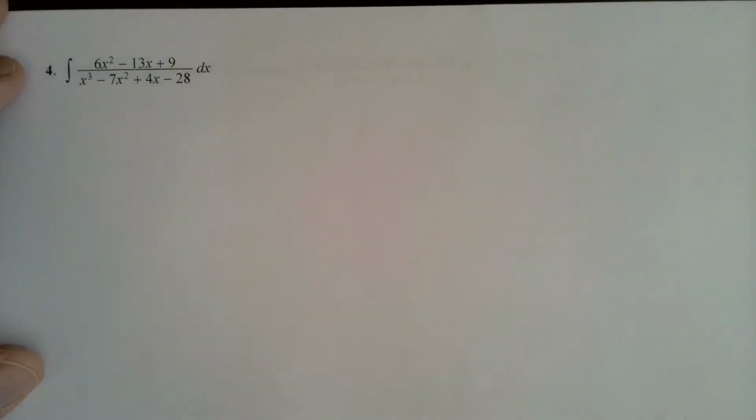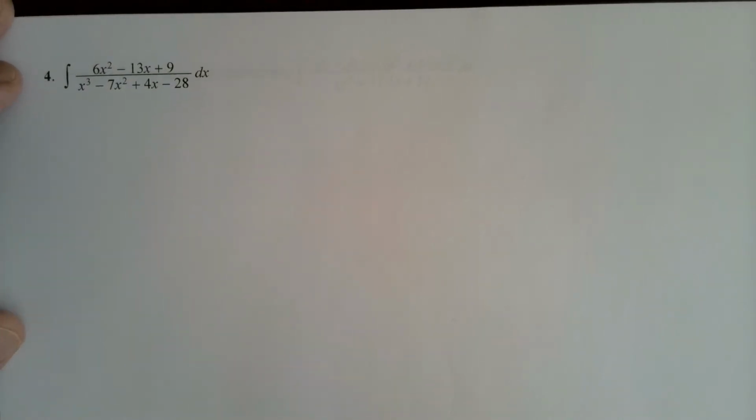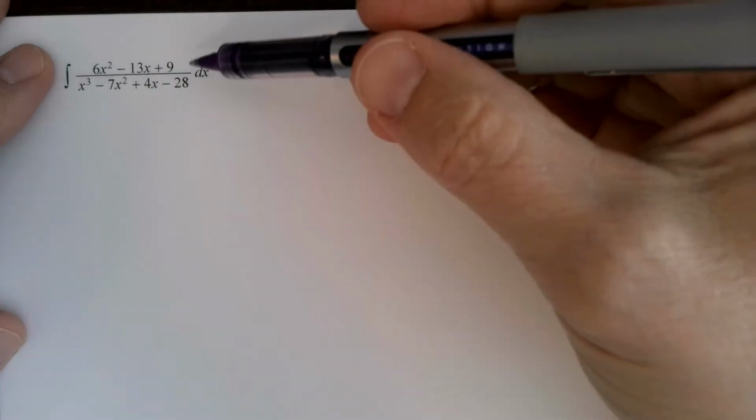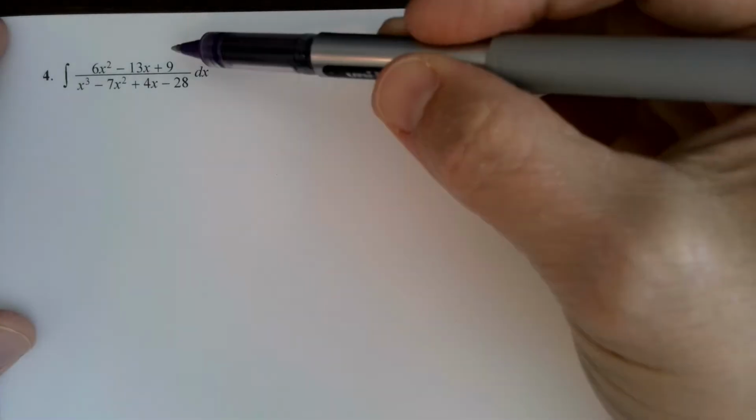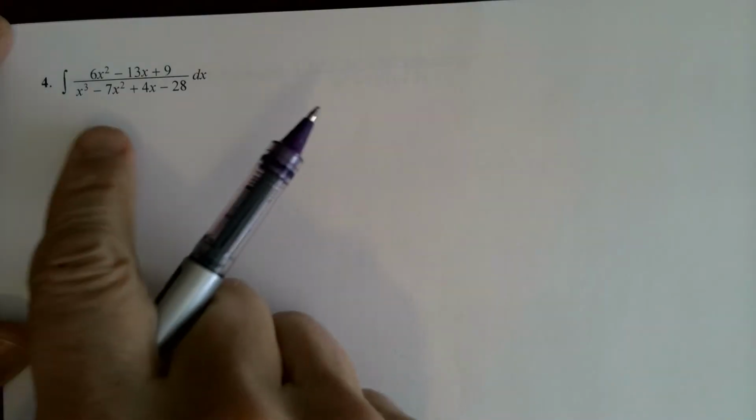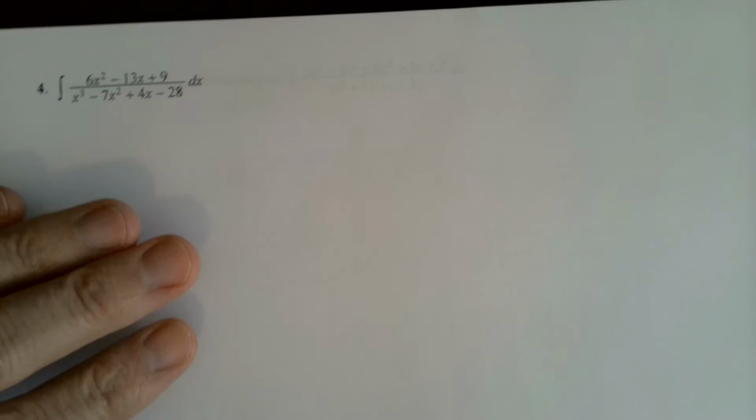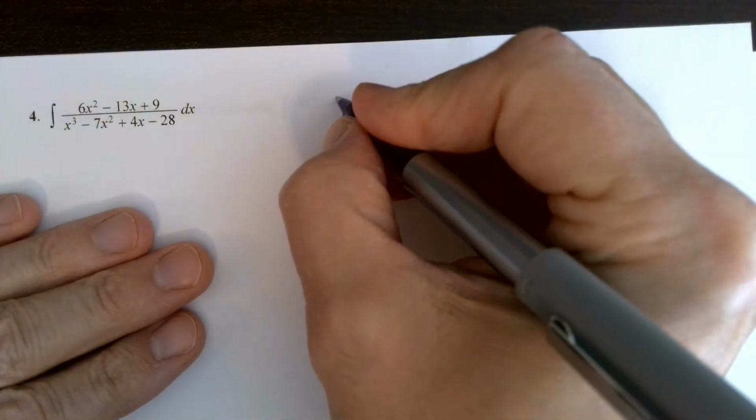Alright, we are ready now to do an example where we get quadratic factors in the denominator. Take a look at what we have here. Numerator is degree 2, denominator is degree 3. We don't have to do any polynomial long division this time. Degree of the top is less than the bottom. We do have to factor the denominator now. This might be a little more challenging. Let's just write this out.